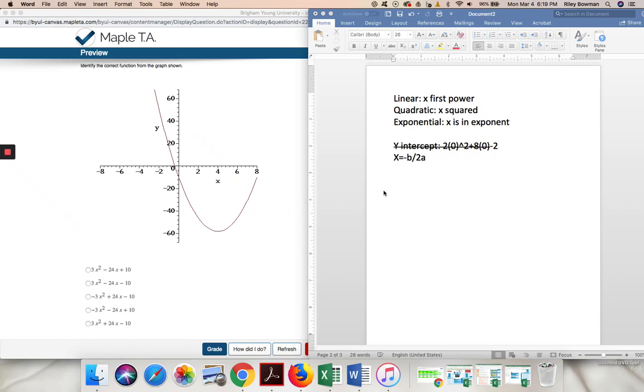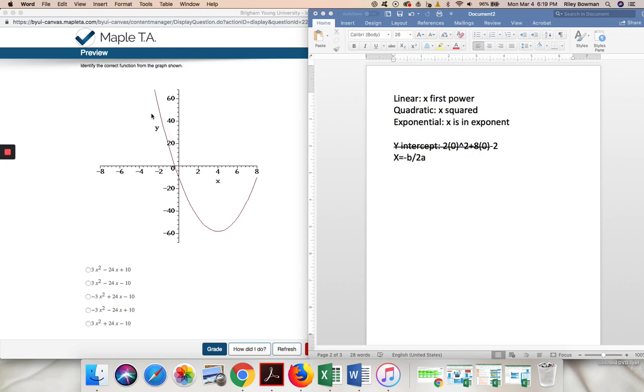Unit 2 exam review, question number 25. You'll see I left up some of this information from question number 24 because it's a similar kind of problem. Identify the correct function from the graph shown. So here I can see I have a parabola.